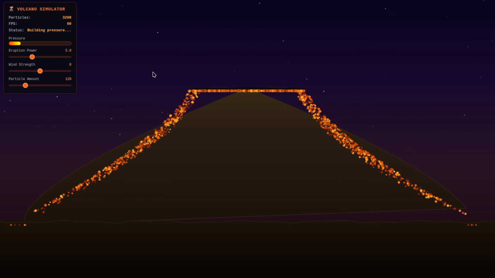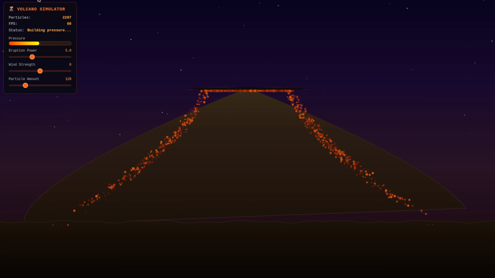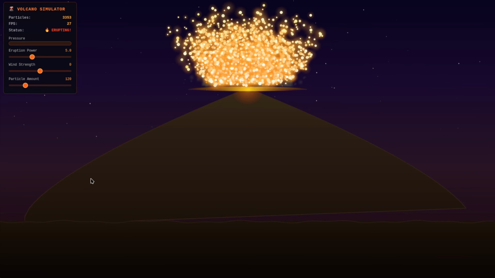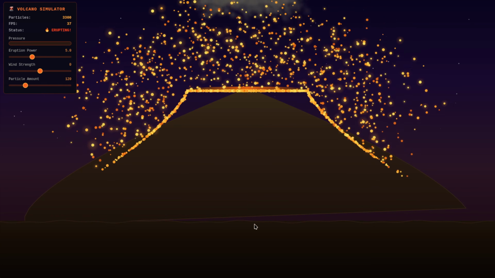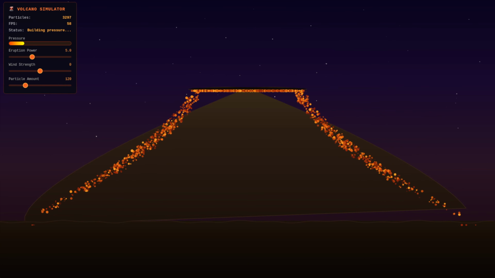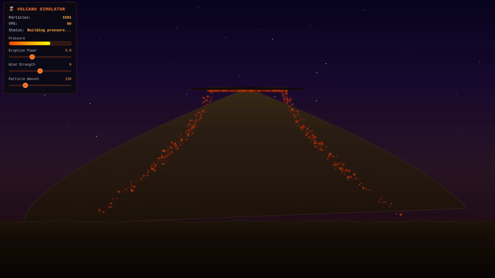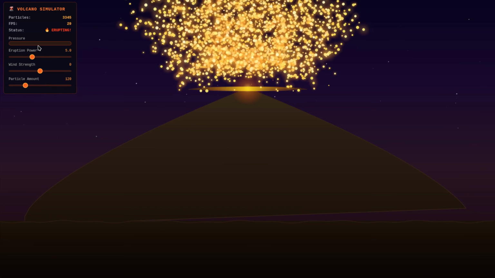Let's look at 3.6. And all right, this looks a little weird. Let me refresh this. Yeah, so the shape of the volcano is not as nice. It looks like we're missing some land mass here. And it's not really doing any like roll down physics.